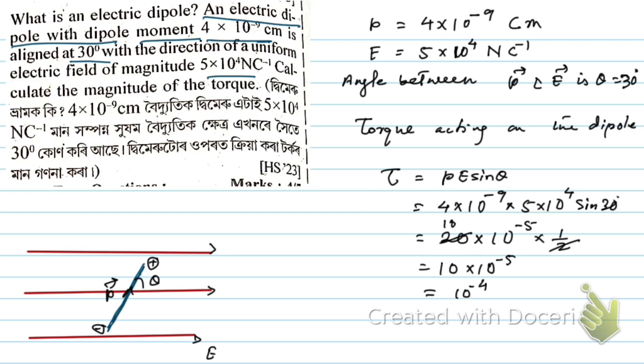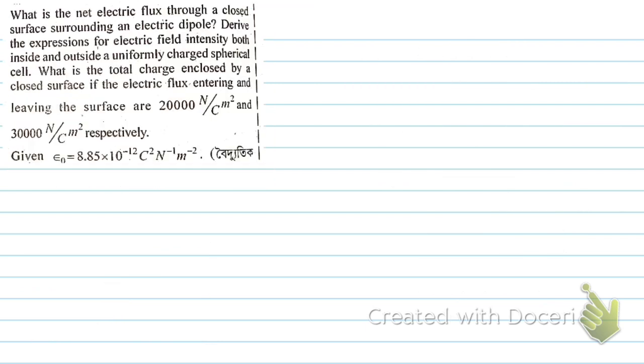So hope you understood this. And this is Newton meter. Torque, the unit of torque is Newton meter, right? So now let's move on to the next question. What is the net electric flux through a closed surface surrounding an electric dipole?